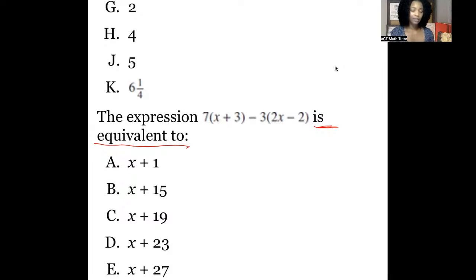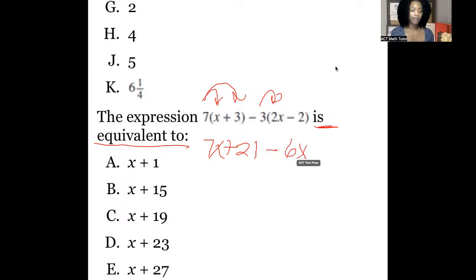This outside number we can distribute through to the inside. 7 times x is 7x, and then plus 21. And then I'm going to do the same thing over here. I'm distributing a -3. Make sure you notice the negative in the front.